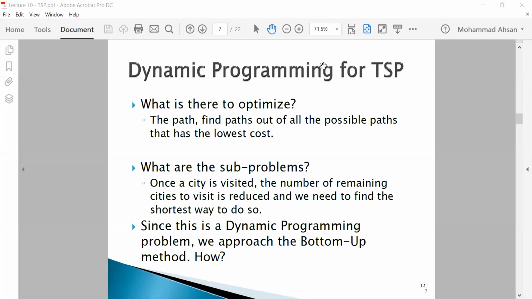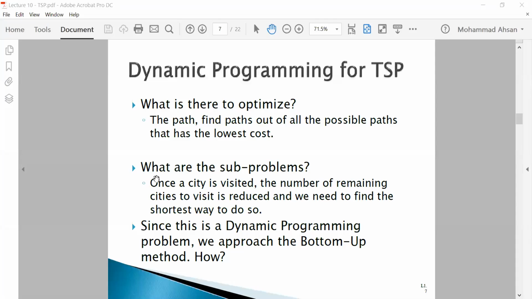Can't I see the waiting room here? Okay. It's a dynamic programming problem. And are you still able to see the shared screen? No, ma'am. No? No, ma'am. Now? Yes, ma'am. Okay.